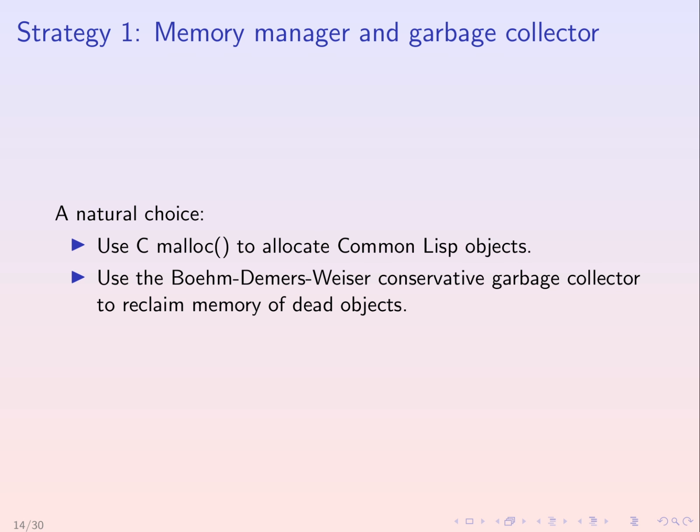So if you're writing this in C, the memory management and the garbage collection could be done as follows. We use the C malloc function to allocate Common Lisp objects. And we use the Boehm-Demers-Weiser conservative garbage collector to reclaim memory of dead objects. This is a fairly reasonable strategy. It's been used by several existing Common Lisp implementations, and it works quite well.